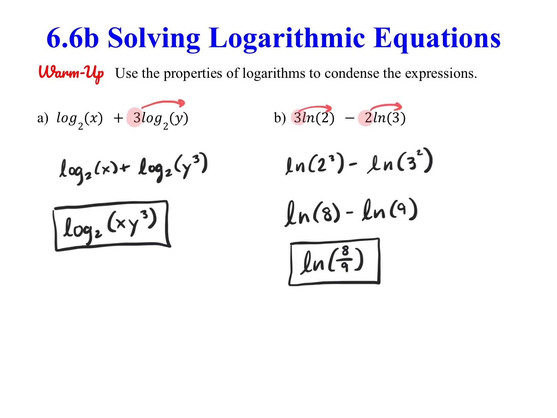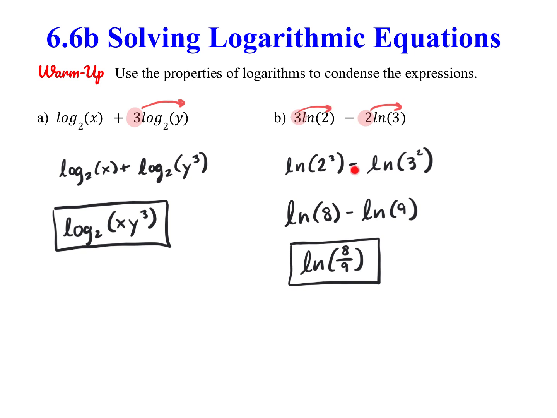Alright, so here we're using combinations of our product, quotient, and power properties to condense. First, if you have a coefficient, we're going to need to move that value up to the exponent spot. And here, if you have the sum of two logarithms with the same base, we can condense them using our product property. And here, again, we'll start with our power property to move our coefficients.